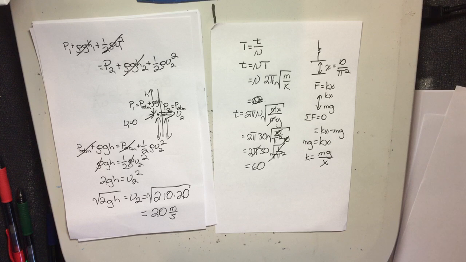Substitute that into your period equation. And what you notice is that the mass is canceled. So you don't need the mass. And then you just run it through. Then it's just solved. 1 over k becomes x over mg. So you can see the substitution is done right there.